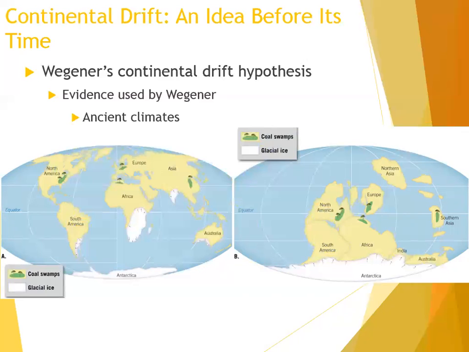There are kind of two ways we can make sense of this. The first idea is a global cooling idea, where the whole world could have been cold, and then this would have worked. But since our glacial ice and coal swamps occurred at the same time period, this doesn't work, because coal swamps are indicative of hot climates, or at least warm climates. They won't form in cold climates. So it's not possible that the whole world was just cold.